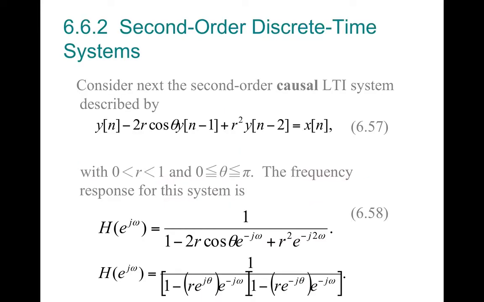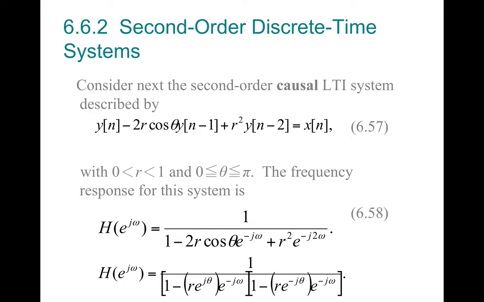Now let's talk about the second order discrete-time system. Consider the following second order causal LTI system in equation 6.57. And this system is parameterized by two parameters. One is r. r must be in the range of 0 to 1. And the other is theta. Theta must be in the range of 0 to pi.